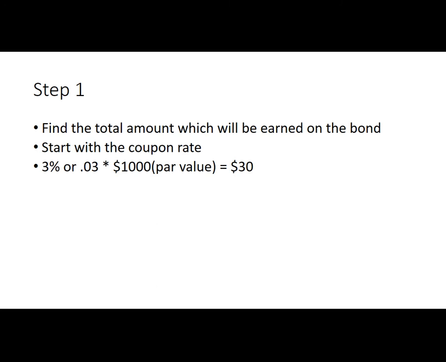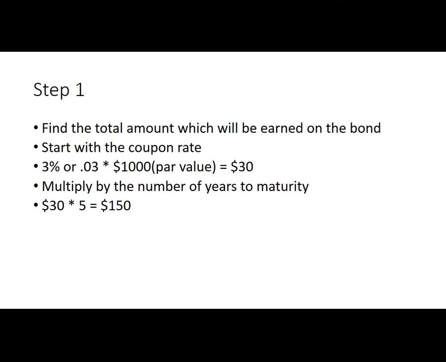In this case, it was 3%, or in decimal form 0.03, and we will multiply by $1,000 par value. That gives us $30 in interest earned for the first year. Now, that is not the total amount of interest earned. We do still need to take into account how many years until maturity. In our case, we have 5 years. So we're going to multiply the number of years to maturity by the $30 we would earn each year. That would lead to $150 in interest earned through maturity.